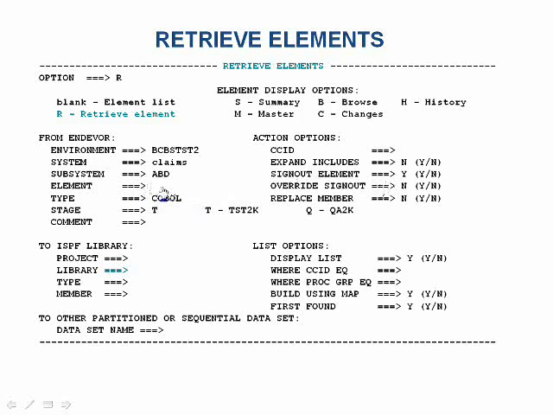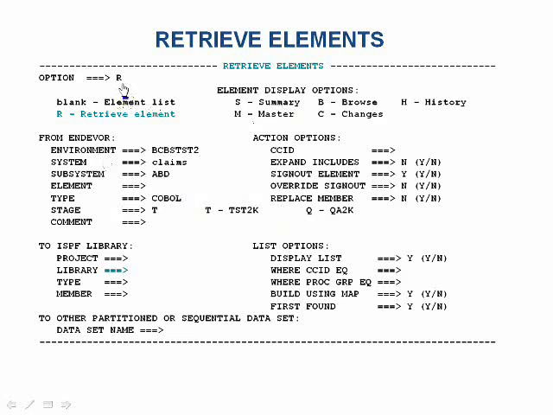So I am going to mention the program name which I want to retrieve to my local library, and the type will let you know whether it is a COBOL program or a copybook. Then I will mention it as a copybook. If it is a JCL, then mention JCL. Stage will tell you in which stage you are, whether test, qual, or production. You can mention some comments about why you are retrieving that element to your local library, and here you are going to mention your local library, local PDS name or sequential data name.